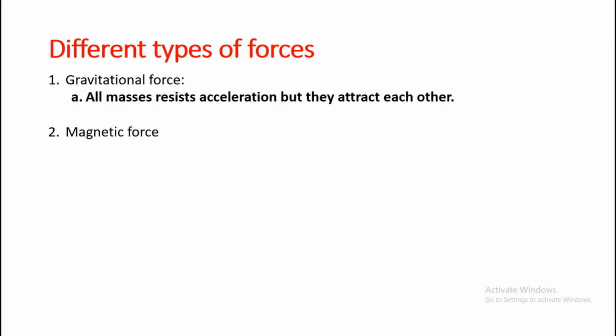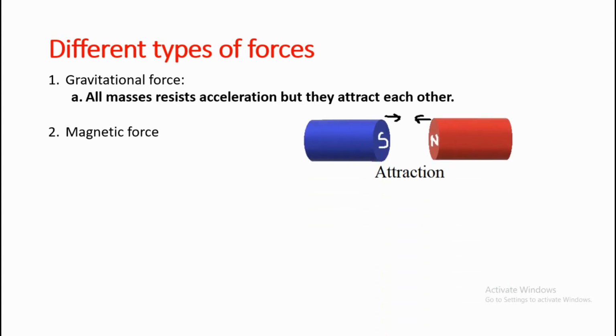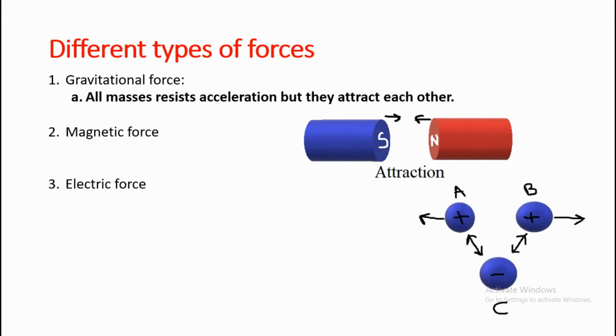Magnetic force. The force between the magnets is known as magnetic force. We know that the south and north poles attract each other, while the north and north repel each other, and this force is known as magnetic force. Electric force is between charges, or it is known as electrostatic force. We know that like charges repel each other, and positive and negative charges attract each other.